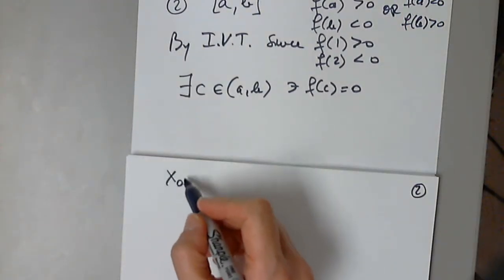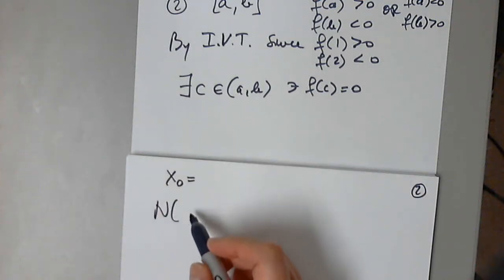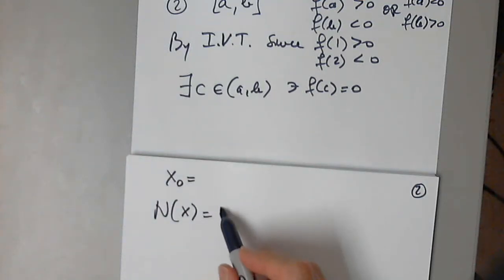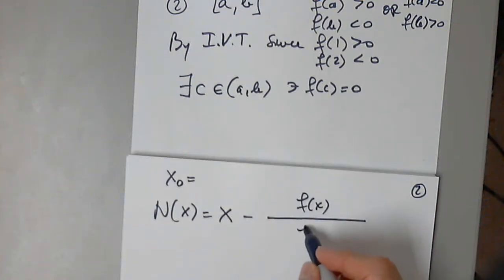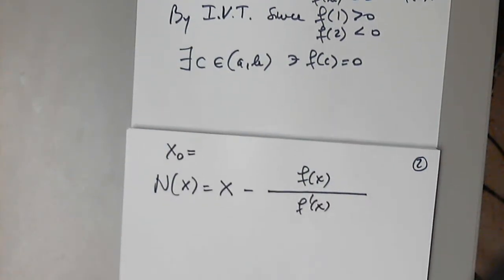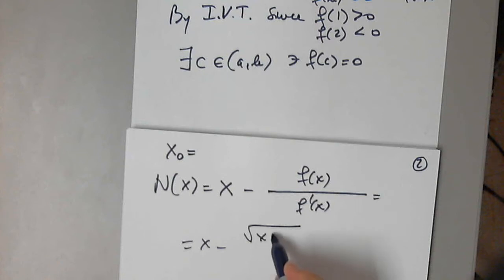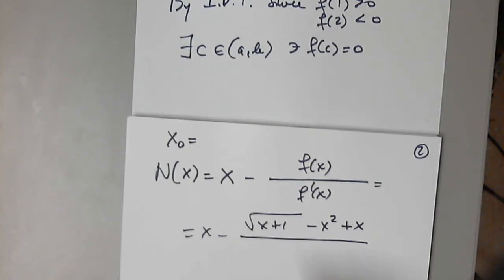So we have to decide on x0, and then this is a function that I like to create like that, which is x minus f of x over f prime of x. We're going to put them in a minute. So now which x0 would you like to start with? So the function is the square root of x plus 1 minus x squared plus x. And the derivative is 1 over 2 the square root of x plus 1 minus 2x plus 1.